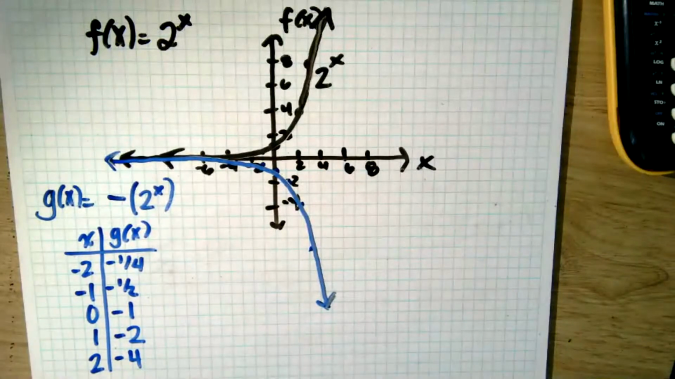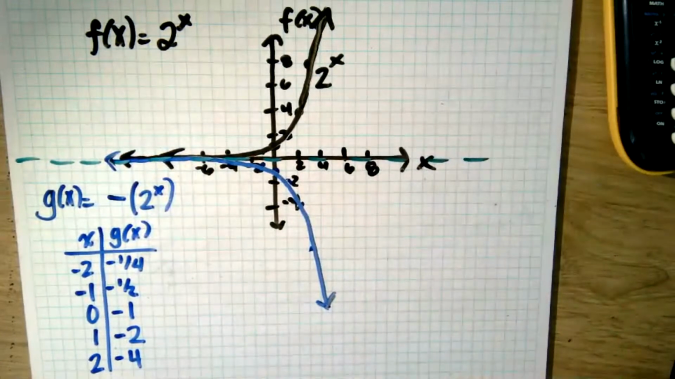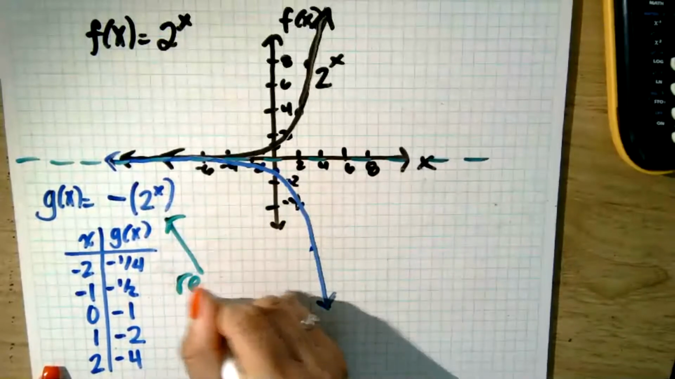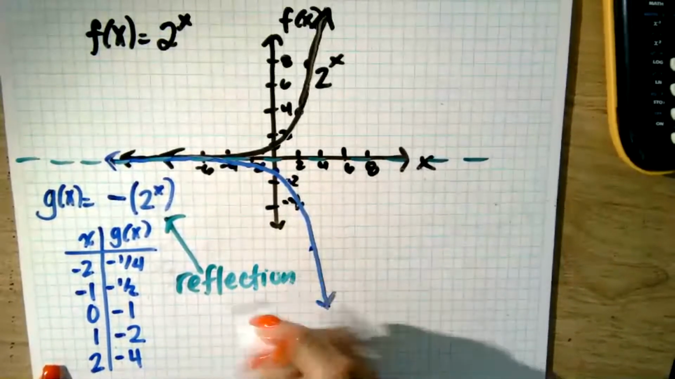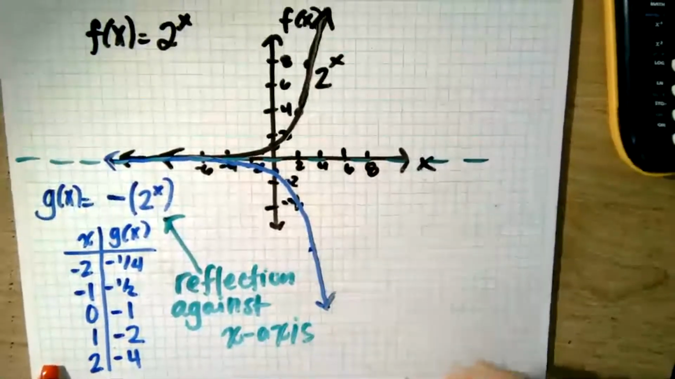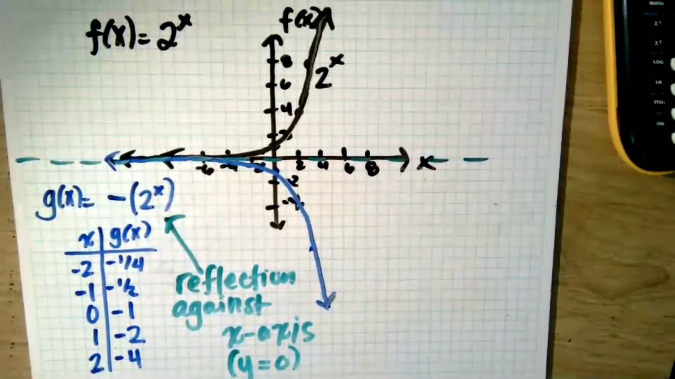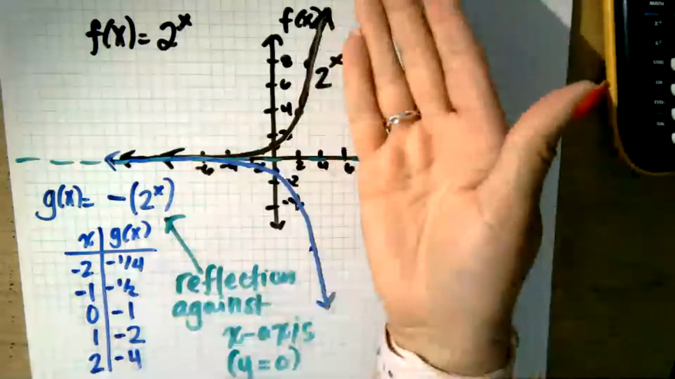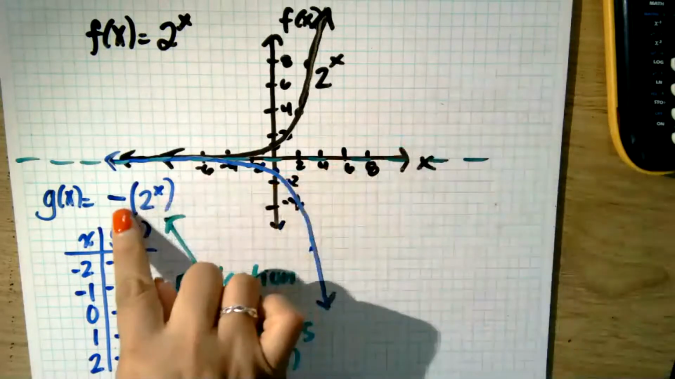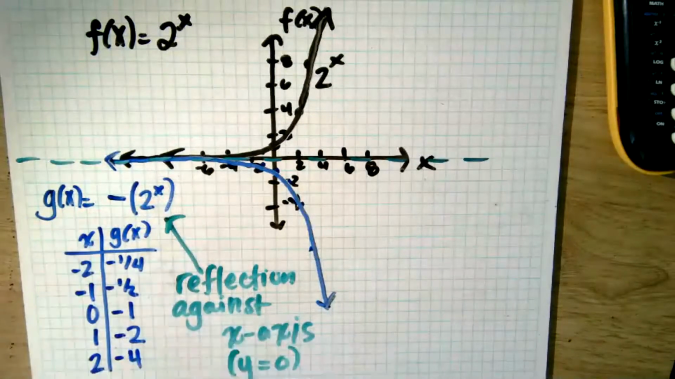What do you notice? I have some type of reflection. Where am I reflecting against? I'm reflecting against the x-axis. So right here, this is a reflection against the x-axis, and the x-axis is y equals 0. Okay? So this means whenever my outputs were positive, they now become negative. And that's because I added this operator here that's affecting the outputs of this function.